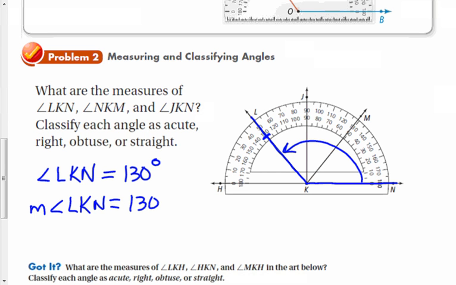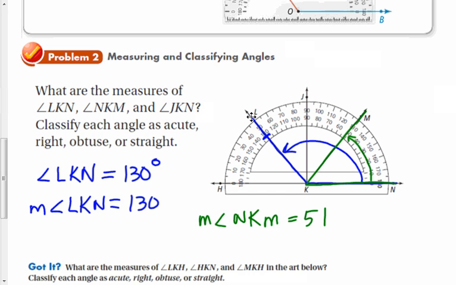So that's LKN. Now we're going to do NKM. NKM, that's an acute angle, so we're going to measure from there to there that way. It looks like it's a little more than 50, so we'll say that's about 51. So I'm going to say the measure of angle NKM equals 51.